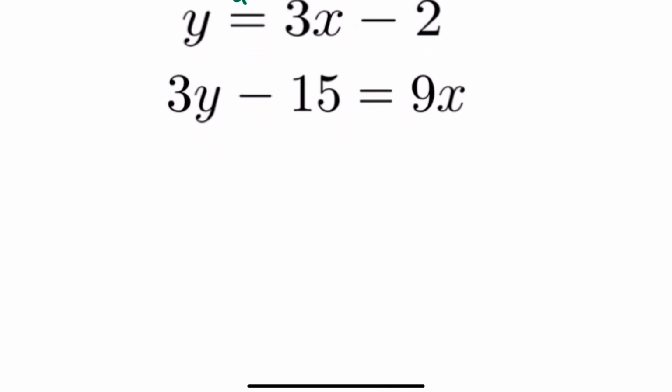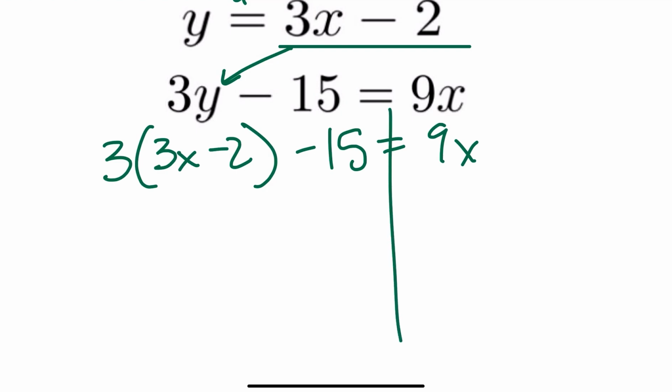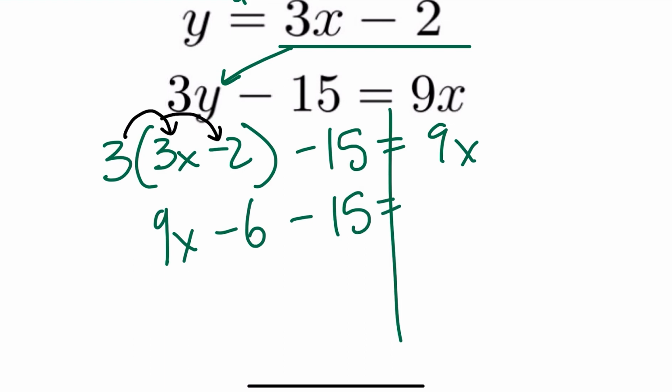Okay, y equals 3x minus 2, so I know that's what I'm putting in. That's going to go in for my y. So I'm going to rewrite this. We got 3, but instead of y, we're going to put that whole thing at the top. And then the rest of it is going to stay the same. And we're going to start solving. So I'm going to start with my distribution right here. So we got 3 times 3. That'll be 9x. 3 times a negative 2 is a negative 6. Minus 15 equal to 9x.